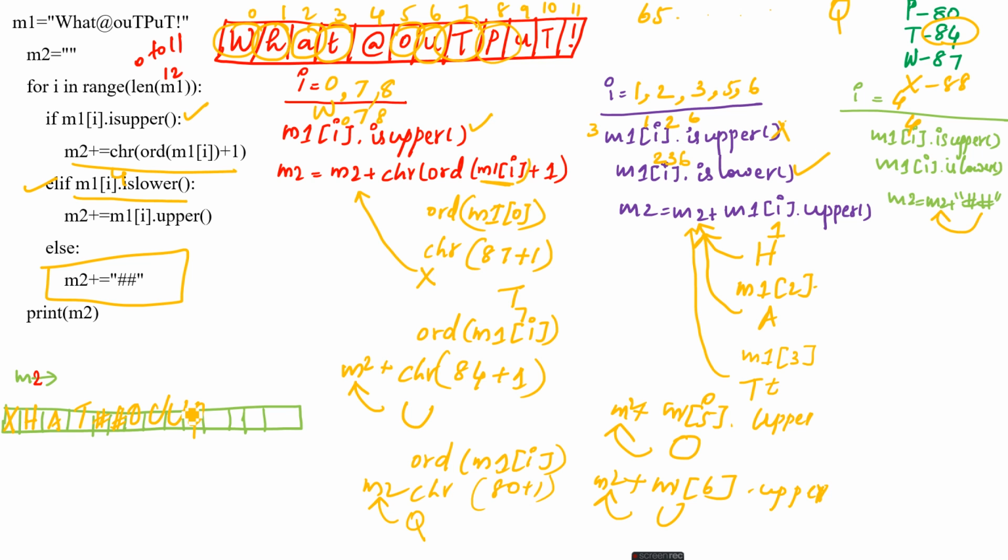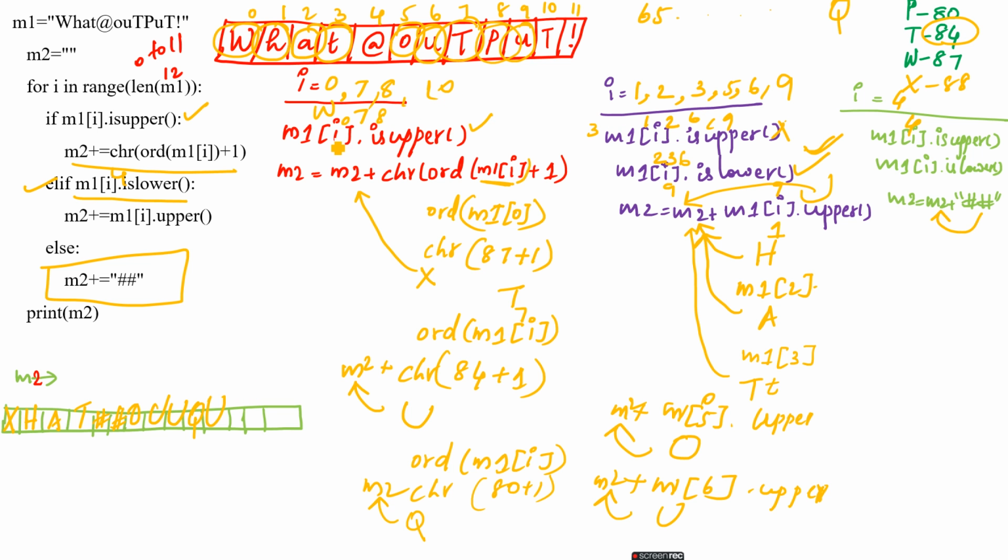Now the next value of i is 9 from the range function. Again we will check m1 of 9 is upper. Actually it is lower. So condition is false. Now we will check m1 of 9 is lower. Condition is true. So what we have to do? We have to convert m1 of 9 to uppercase letter. That means we are converting small letter u to capital letter U, and we have to concatenate with m2. So U is concatenated. Now the next value of i is 10.